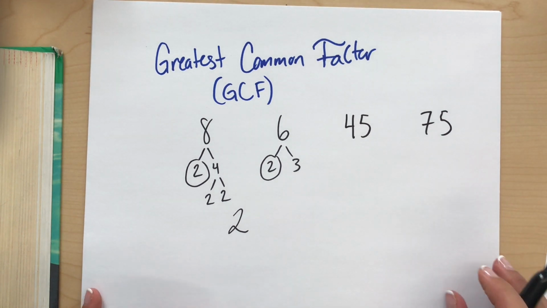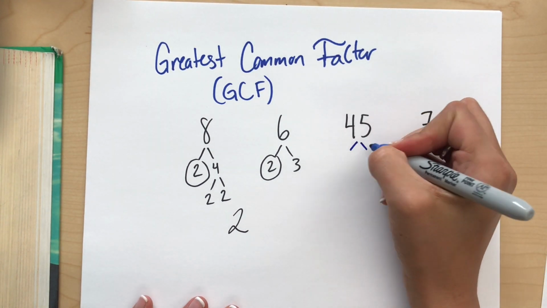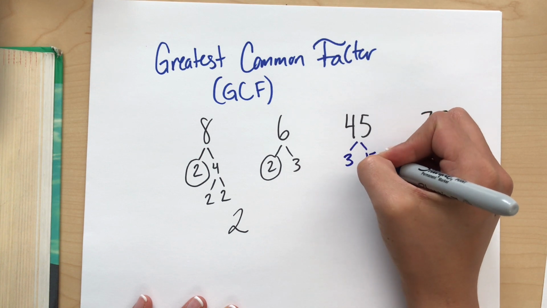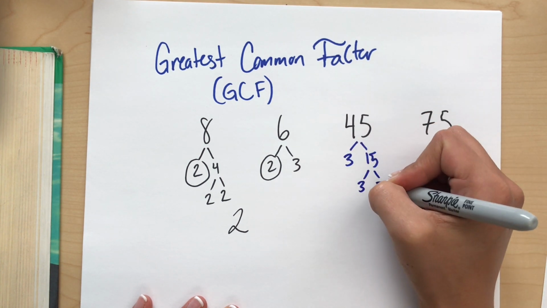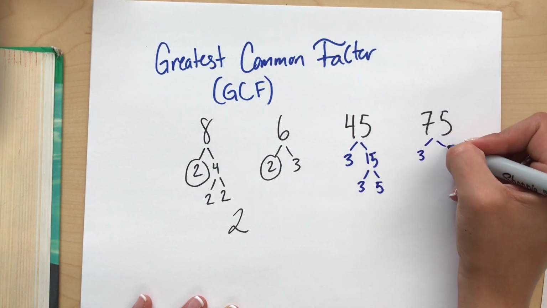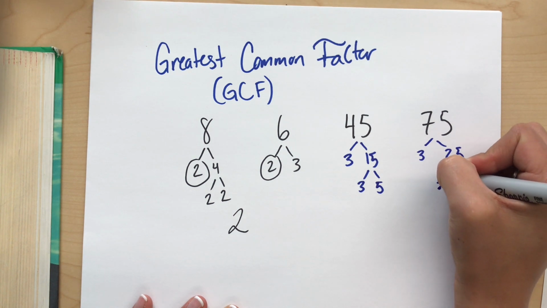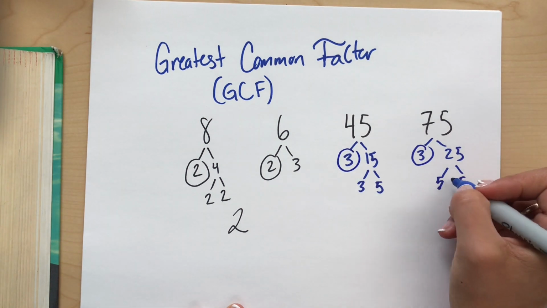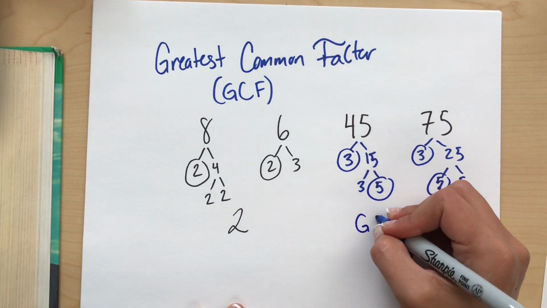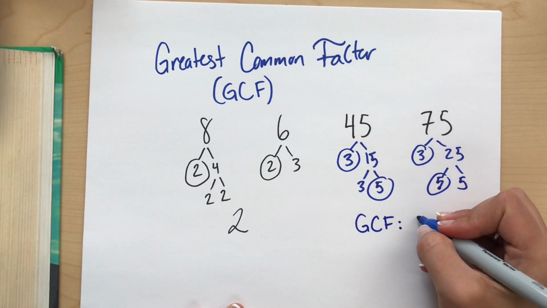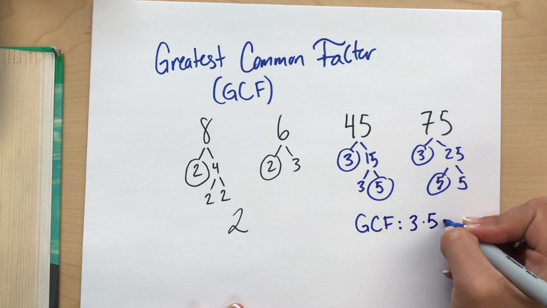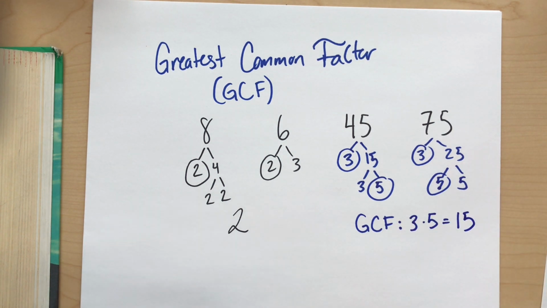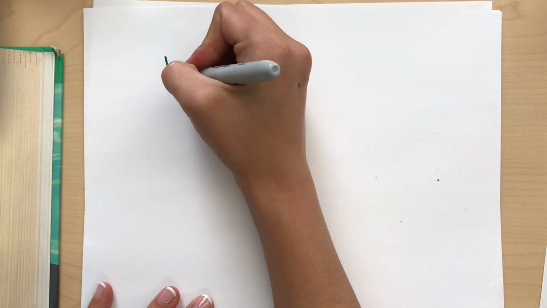Let's say I take two other terms, 45 and 75. I'm going to take 3 out of 45, I'm left with 15. I take out 3 again, I'm left with 5. I'm done there. I take 3 out of 75, I get 25, which splits up into 5 and 5. I notice that they each have a 3, and they each have at least one 5. Which means that the greatest common factor is 3 times 5, which is 15. So the greatest common factor between 45 and 75 is 15.